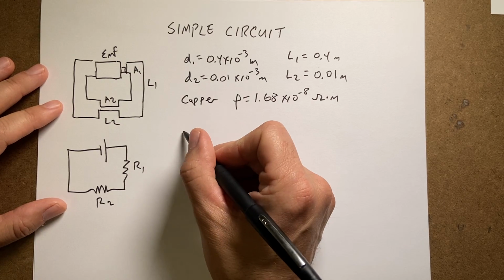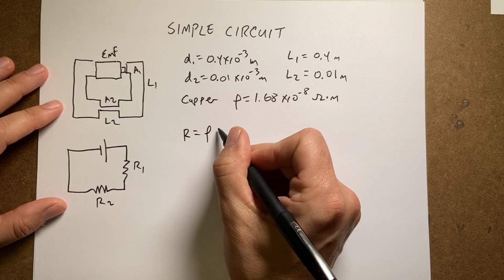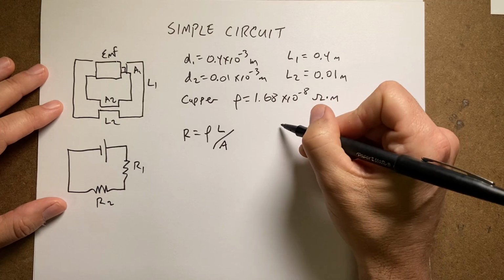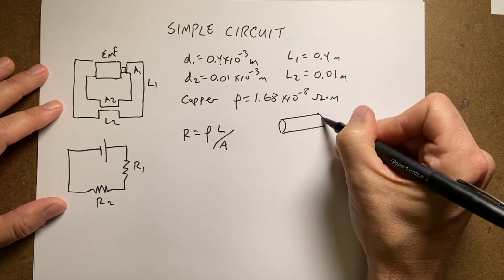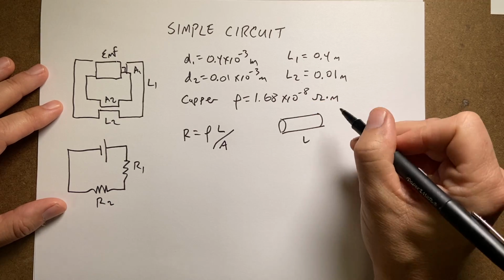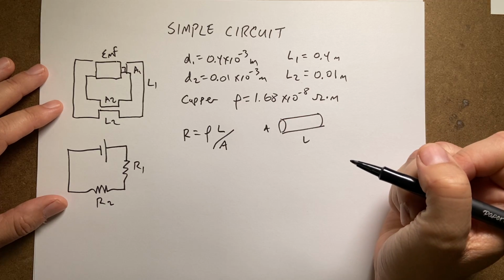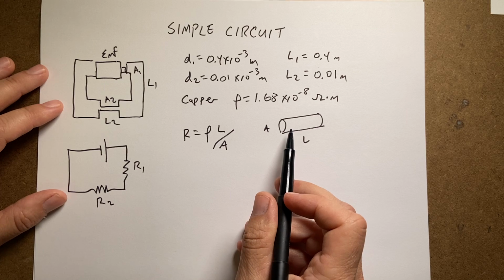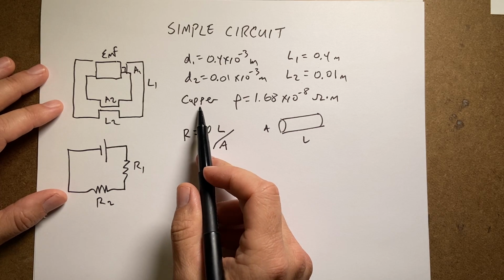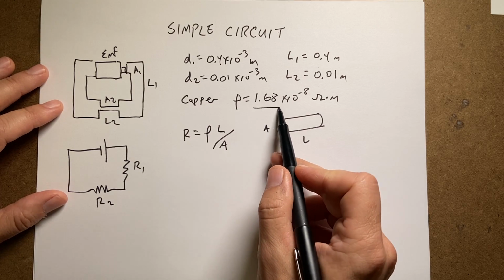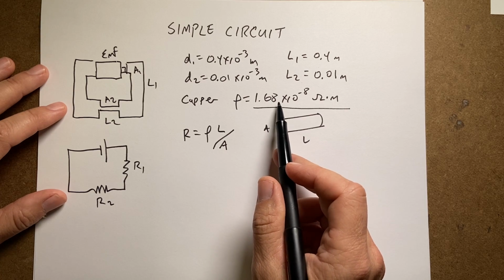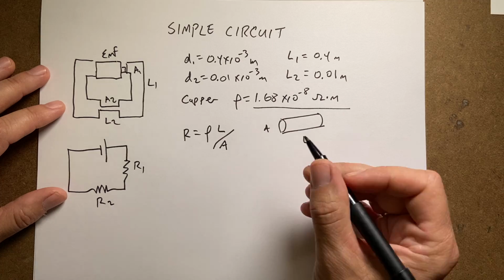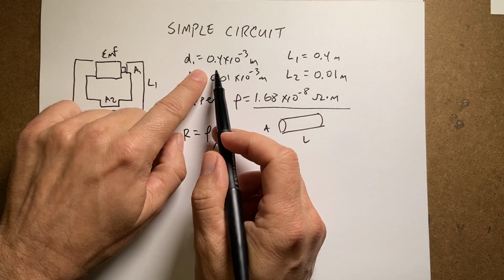So remember that resistance is rho L over A. So if I have a wire, the longer it is, the higher the resistance, and the bigger the cross-sectional area, the lower the resistance, where the resistivity is a property of the material. So in this case, it's copper, which I looked up, has a resistivity of 1.68 times 10 to the negative 8th ohm meters.